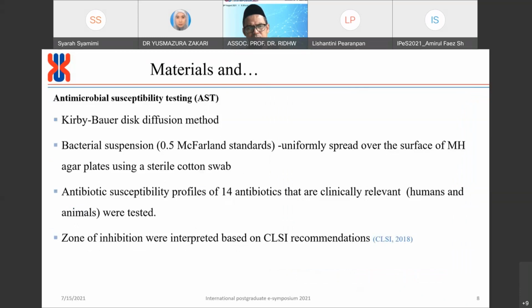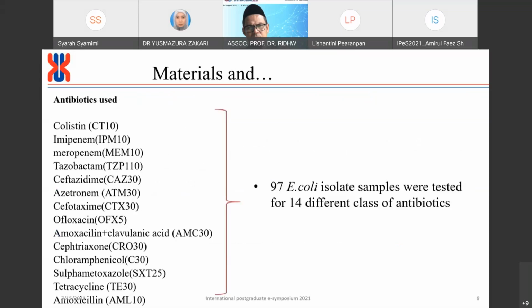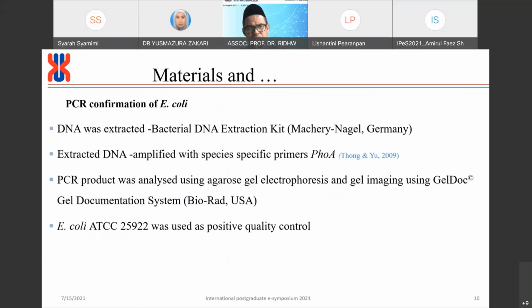For the antibiotic susceptibility profile, 14 antibiotics from different classes that are clinically relevant to human and animals were tested. Zone of inhibition was interpreted based on the CLSI recommendation. Those are the antibiotics that were used for the antimicrobial susceptibility test of the isolated E. coli.